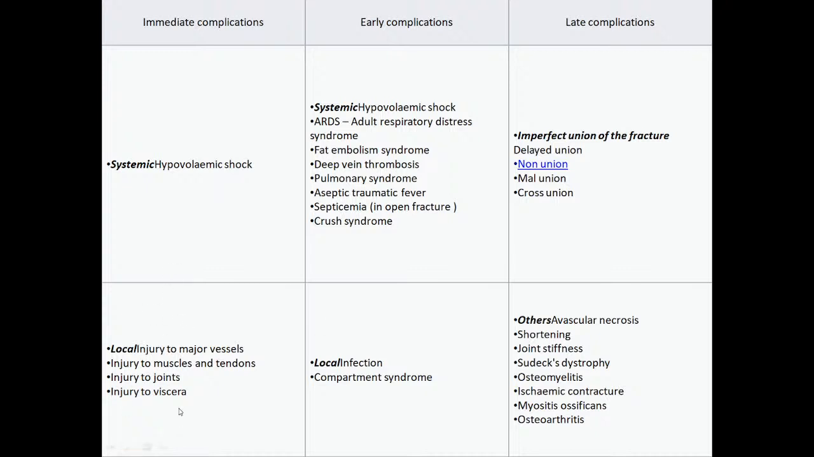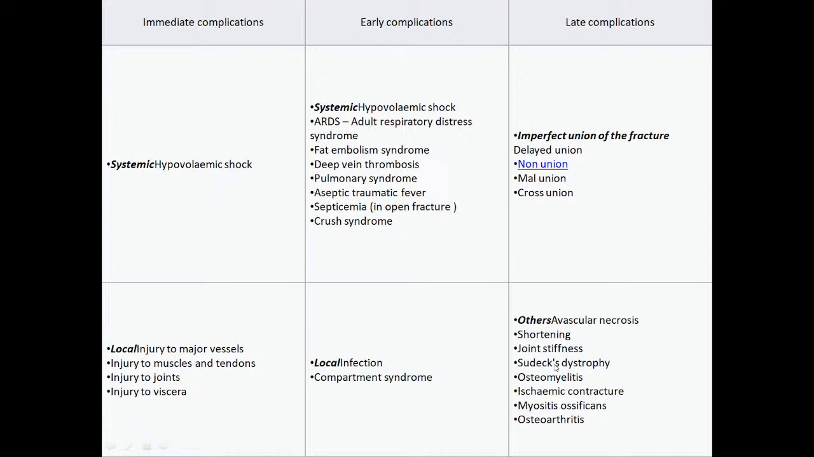Local complications: local injuries to major vessels, injuries to muscles and tendons, injuries to the joint, and injury to viscera. These injuries lead to local infection and development of post-traumatic osteomyelitis and compartment syndromes. These are early complications, and then late local complications.